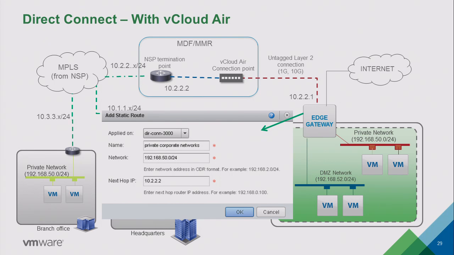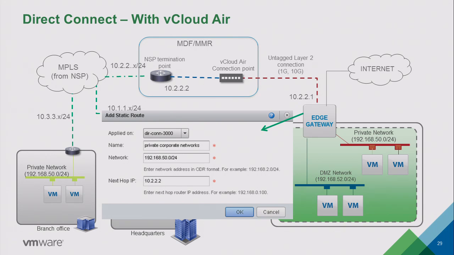You can say that the segment which I want to connect into is 192.168.50.0 and set up a static route on it saying 10.2.2.2 is the next hop. This is something which you can do from a self-service perspective, sets you up from a connectivity from gateway onto the NSP termination switch into the branch office.